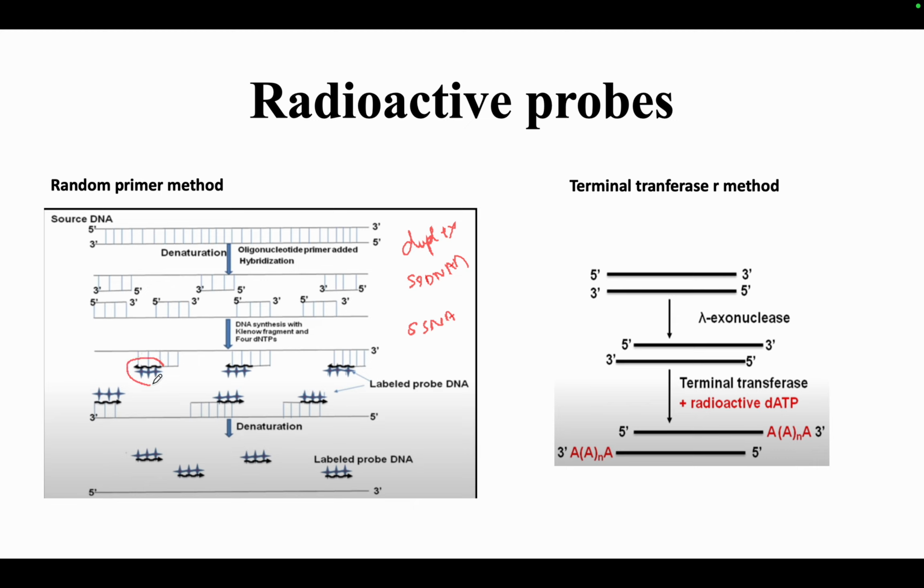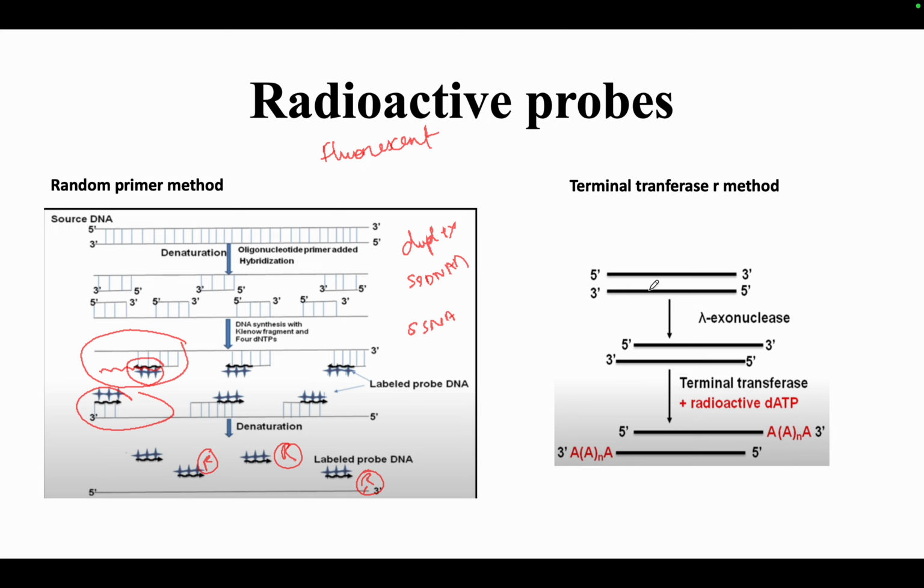To this single stranded DNA we'll add radio labeled primers, and we'll synthesize small probes. The radio labeled nucleotides will synthesize these, and then we'll have radio labeled probes like this. These are the probes which are used for the replica plate technique. Instead of radio label, we can also use fluorescent label probes as well.